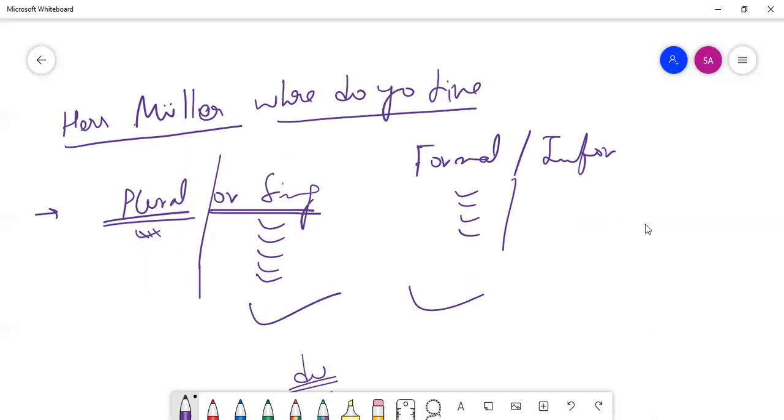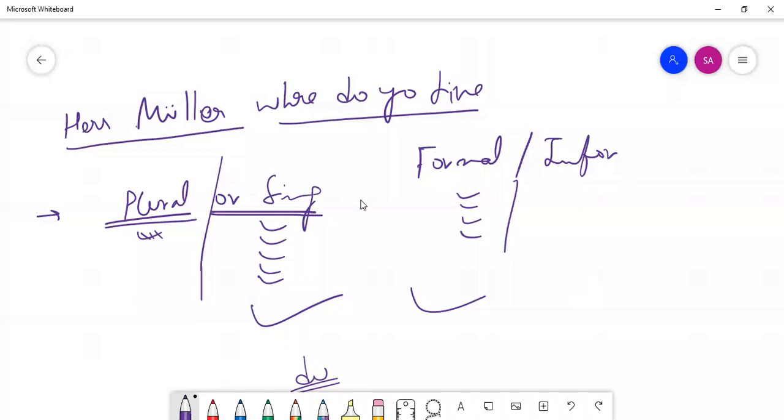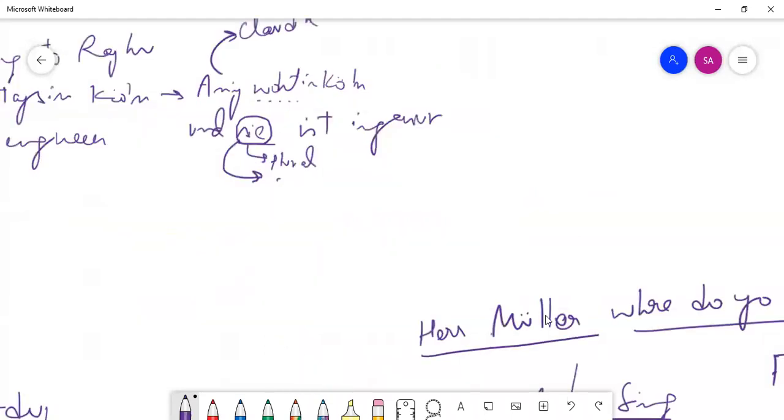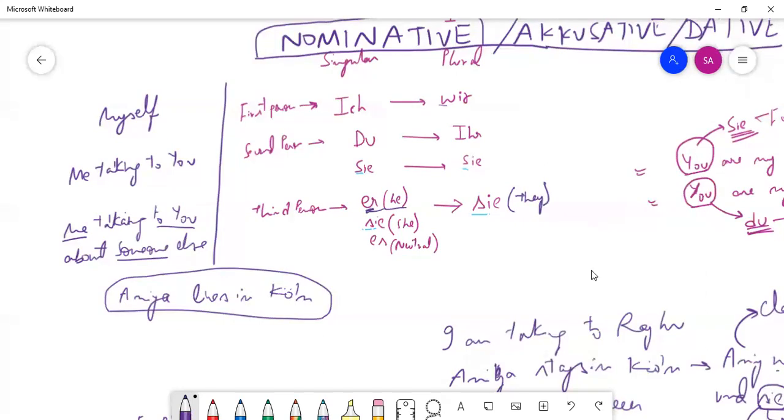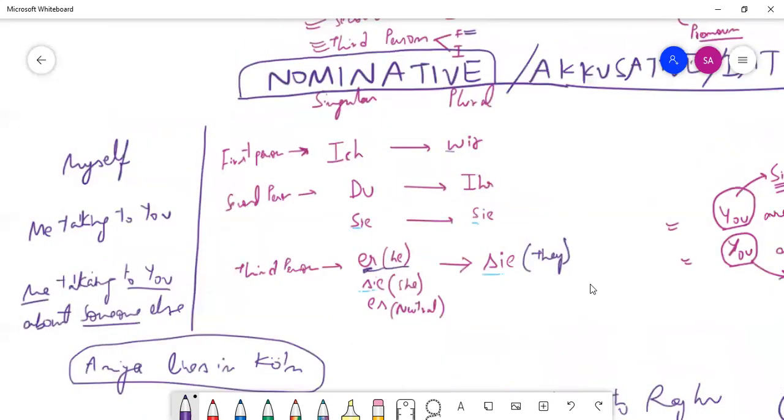So it is singular and formal. The moment you catch these hints, you should consider this table. And here you will see formal and singular. So first of all, I'm talking only about this table, because it is singular. So whatever we'll be using will be here only. And because it is formal, it will be Sie only, for sure.